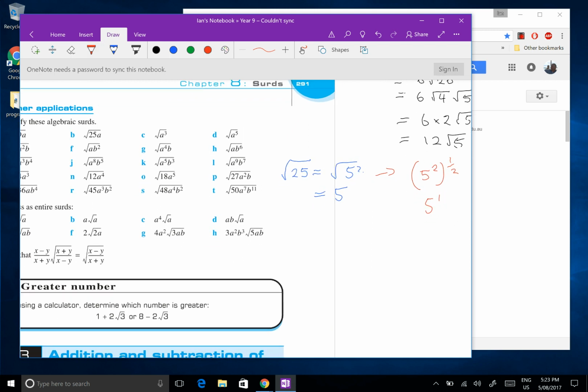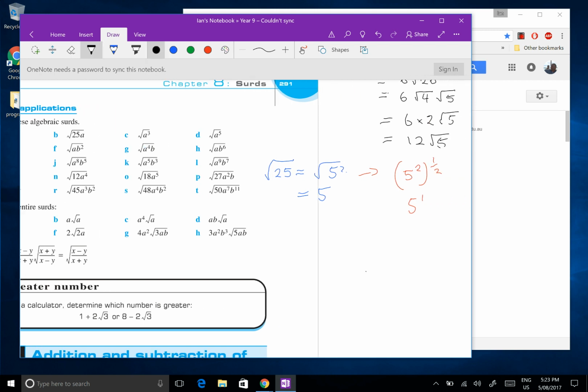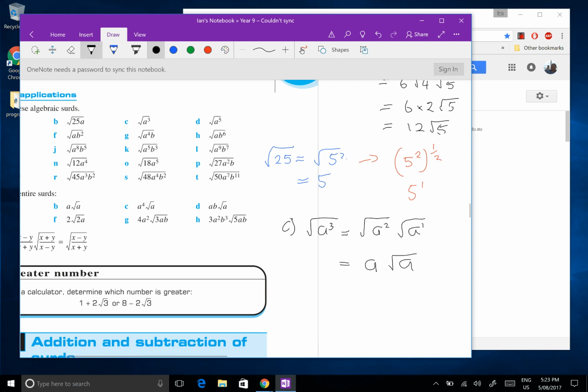Well, let's replace that number 5 with a pronumeral. So let's look at question C, because you're only meant to do the last columns, and I've got root a cubed. Well, that's the same as root a squared times root a to the 1. And the square root of a squared is a, root a. So I can take them out as I take them out in squares.